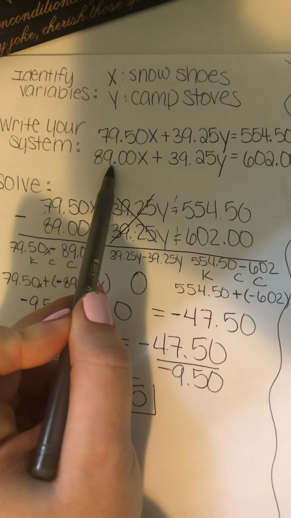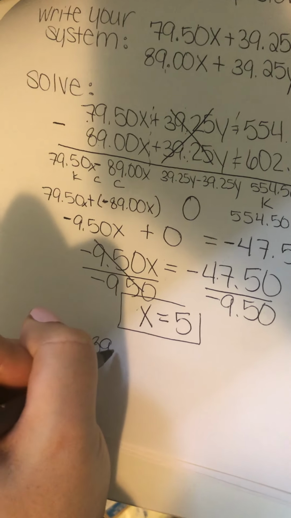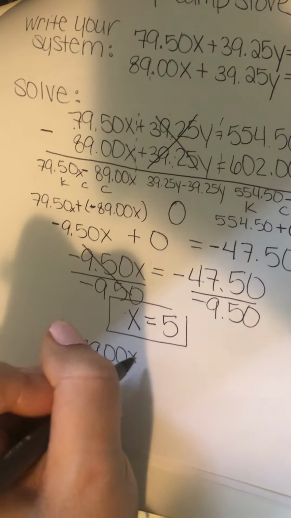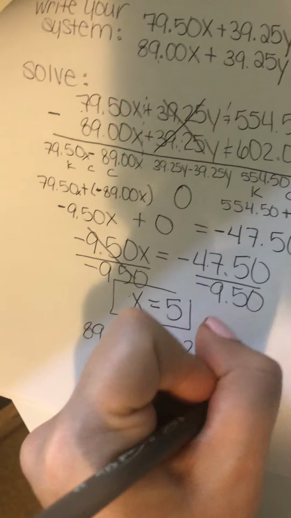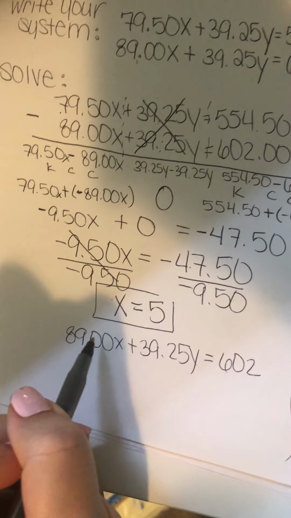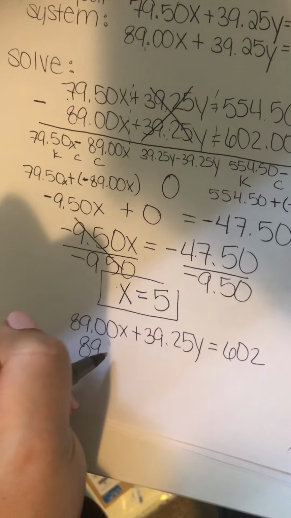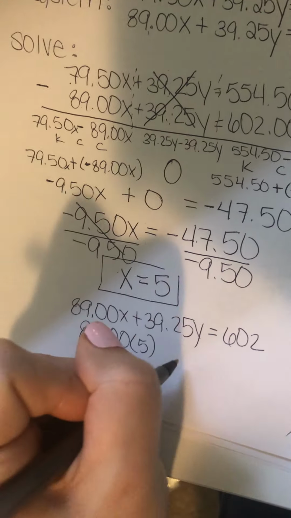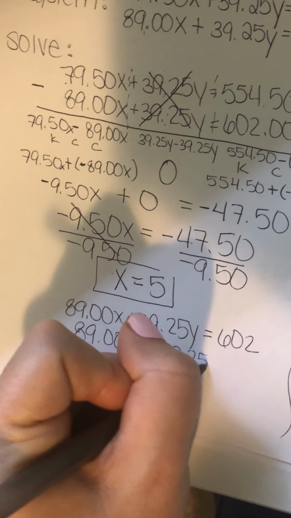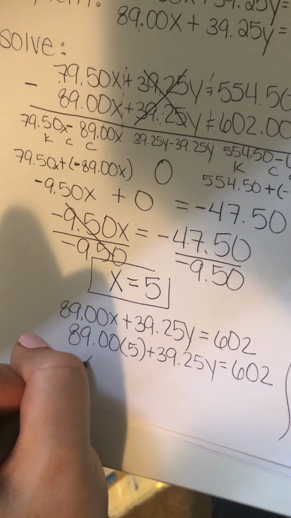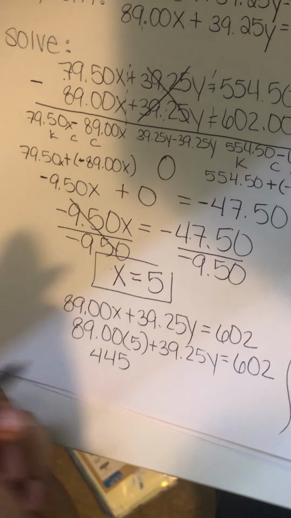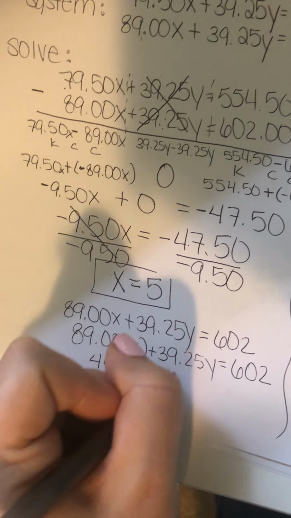Okay, so now we're going to take either one of the equations. I think I take the second one for some reason. So I'm going to rewrite the second equation: 8.9x plus 39.25y equals 602. Okay, I'm going to plug in 5 for x. So I'm going to write 8.9 times 5, plus 39.25y, everything else comes down, equals 602. 8.9 times 5 is 44.5, plus 39.25y equals 602.